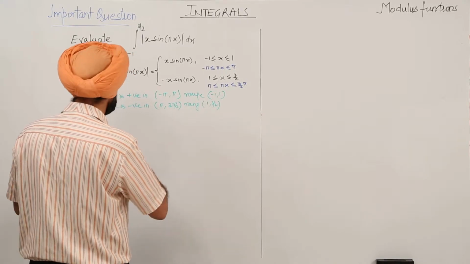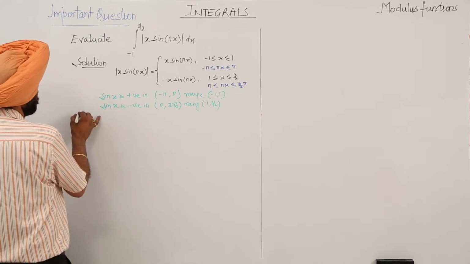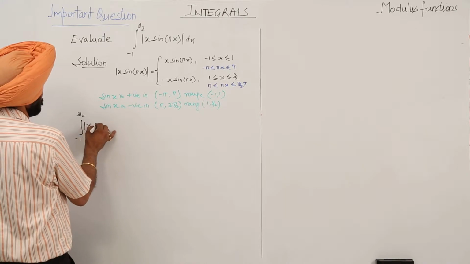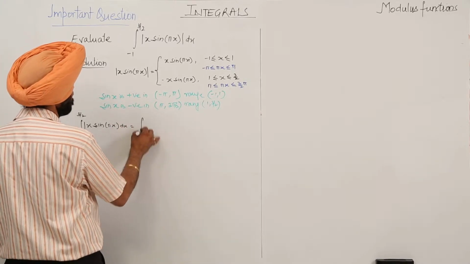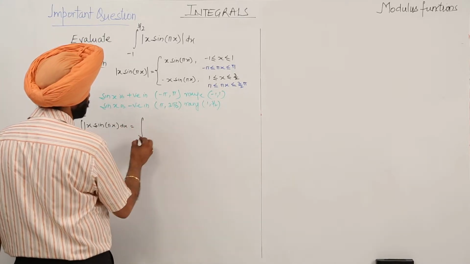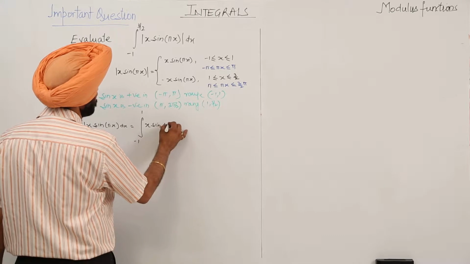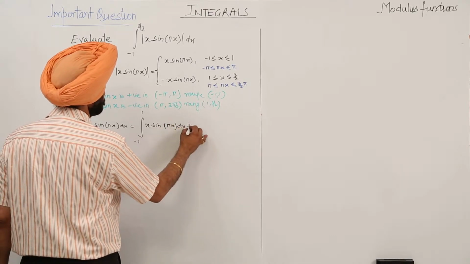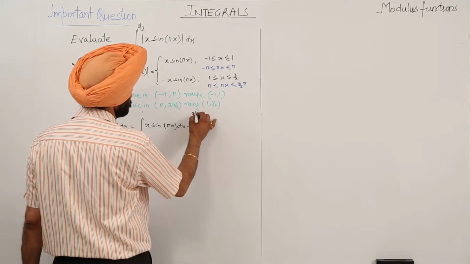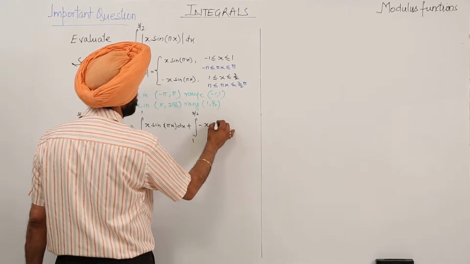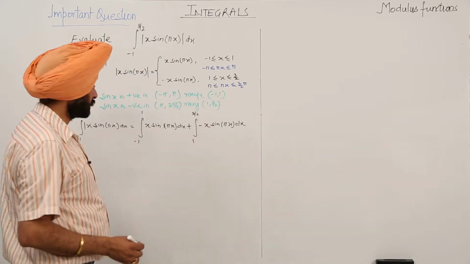So now our question becomes the integral from minus 1 to 3/2 of x sin pi x dx is equal to the integral from minus 1 to 1 of x sin pi x dx plus the integral from 1 to 3/2 of negative of x sin pi x dx. Is it clear?